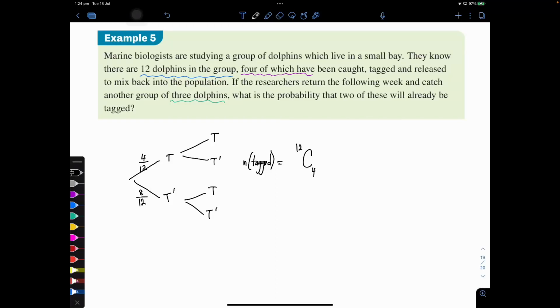So there are 12 dolphins. 4 of them have been tagged out of the 12, and then all of them are released, and then you choose 3 out of these 12. So isn't that the total outcome? We're trying to find the probability of 3 choose 2. It's 12 over 3. Why 4?